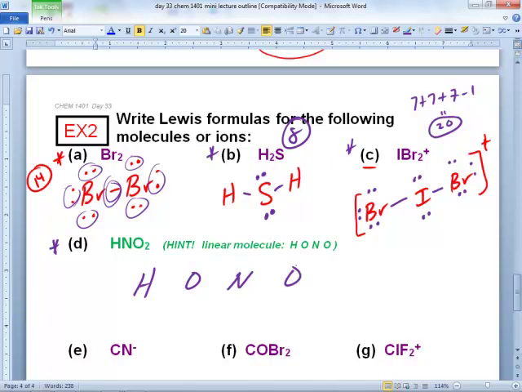So before you start connecting stuff, see what your total is. Eric, it's got to be HONO. It has to be a linear HONO, following the hint. So connect stuff first, and then try to make octets on everything. And when you do the dots, keep them paired up. So yeah, keep them paired up.